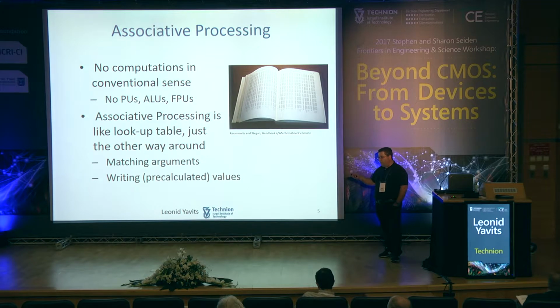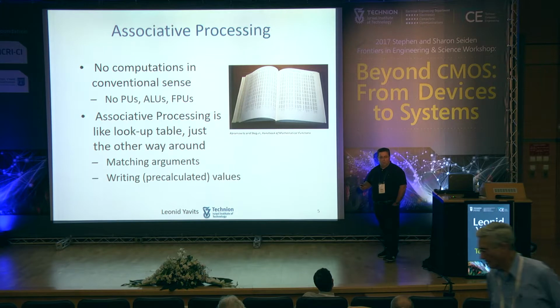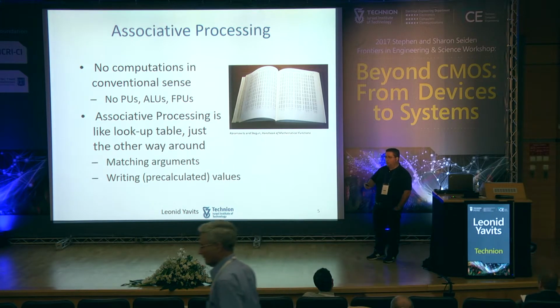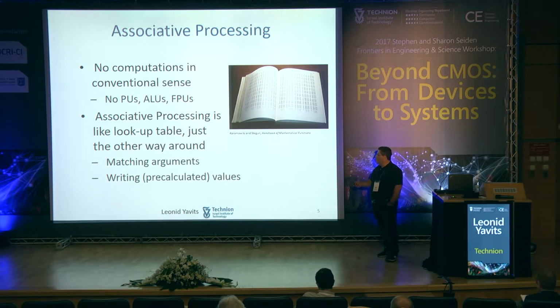In an associative processor, we have data residing in memory, in associative memory. Function arguments come from outside, being compared against the entire data set. And wherever there's a match, we just write the result, the function value, in the result field.